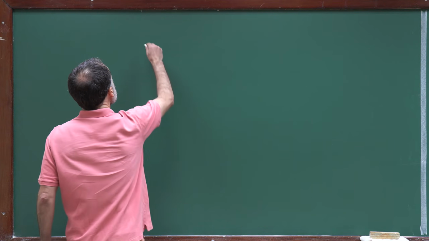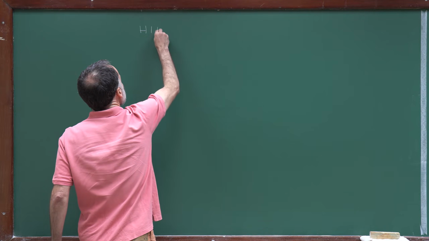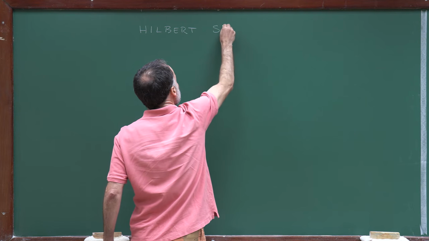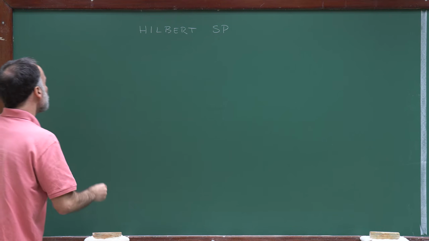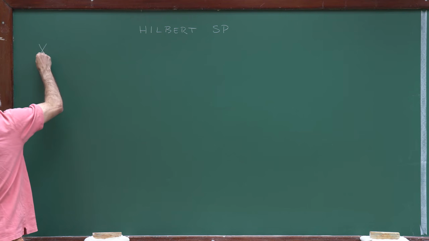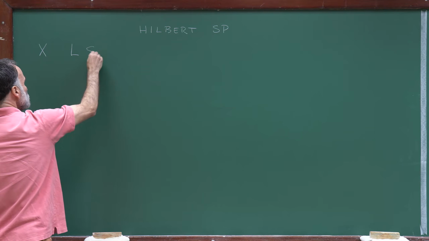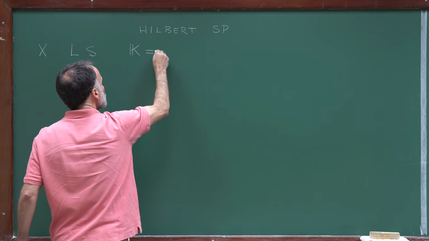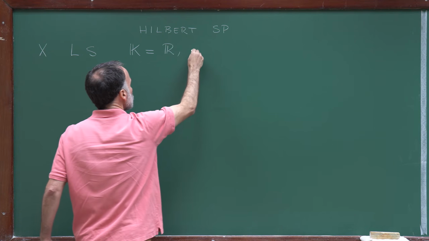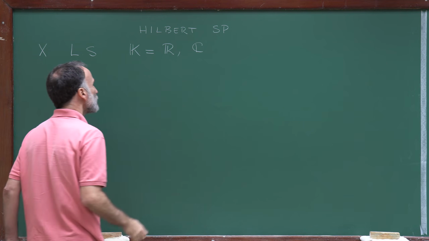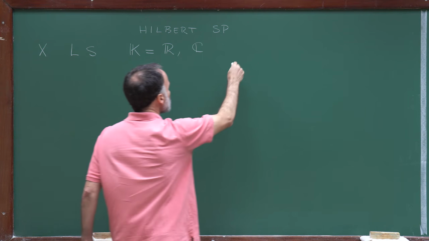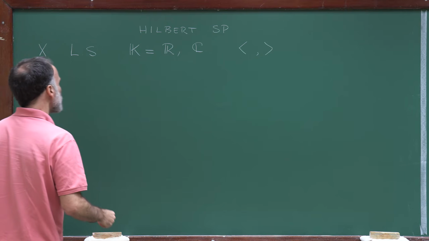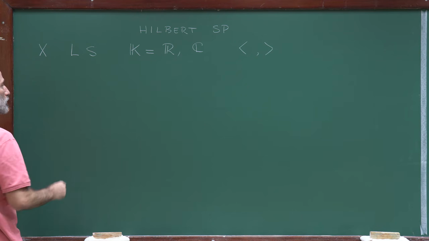So today we start a new topic. I'll speak about Hilbert spaces. So we have X, a linear space, and it will be over the field K, which will be either the real numbers or the complex numbers. And on this space we will assume that there exists a scalar product which satisfies the following conditions.